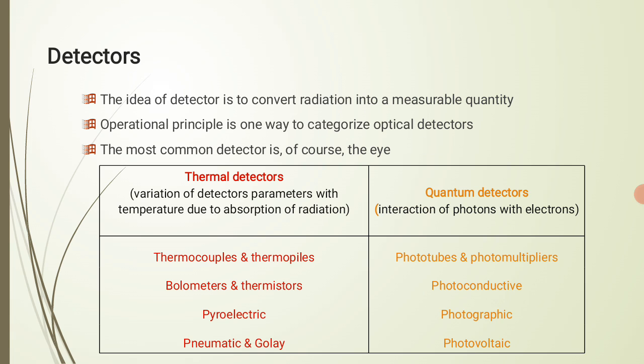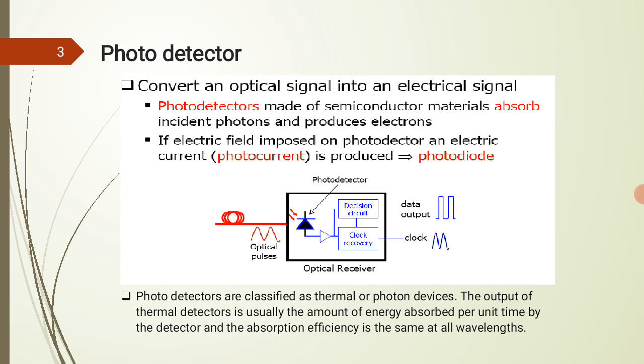So these are the examples of thermal detectors, then quantum detectors. Next, first of all, we will see one by one what we mean by photodetectors and what we mean by thermal detectors.